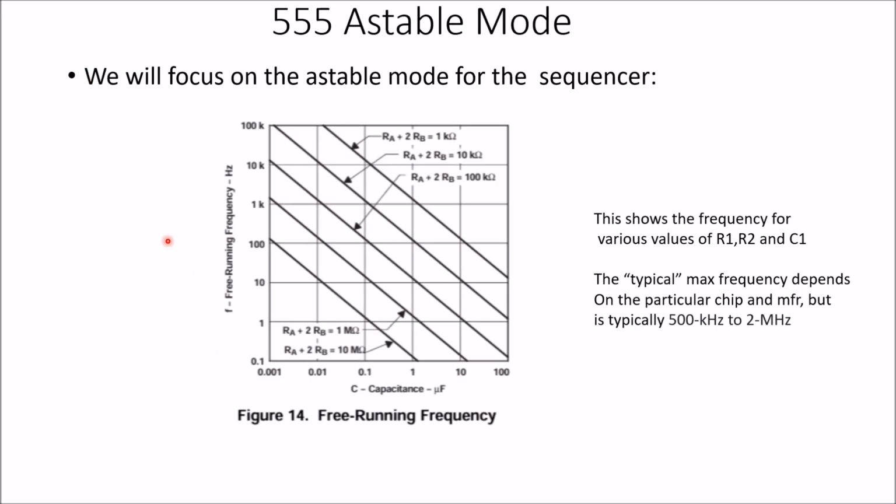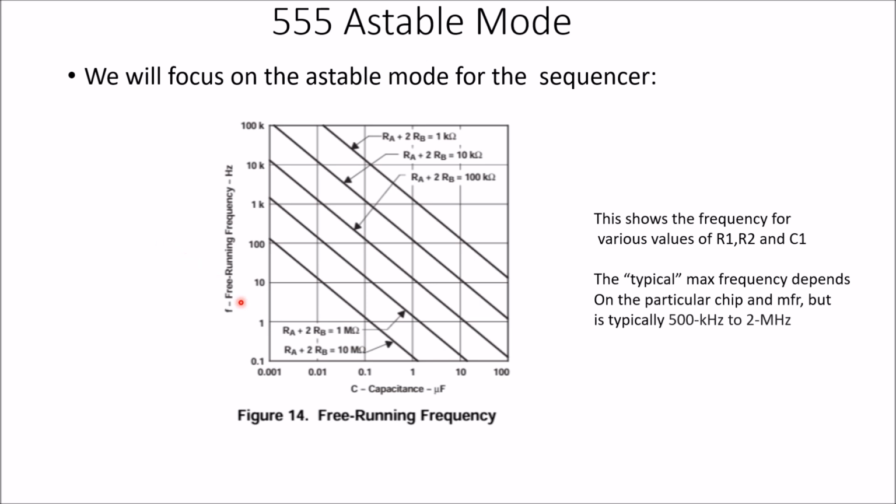So here's another tool to use for determining the frequency of the 555 timer. This is a graph that's in most data sheets on the timer. And what it allows you to do is show the frequency for various values of R1, R2, and C1. It's a little bit easier than plugging in the calculator and by trial and error.